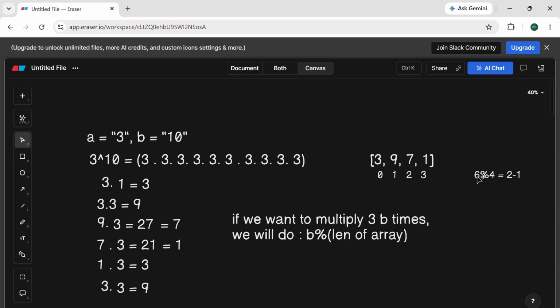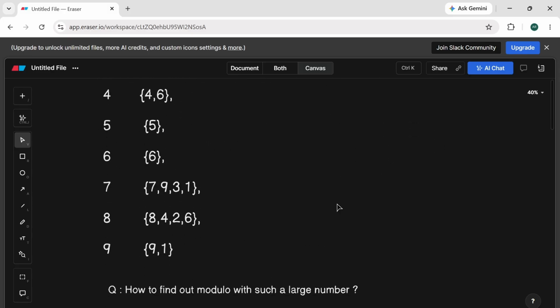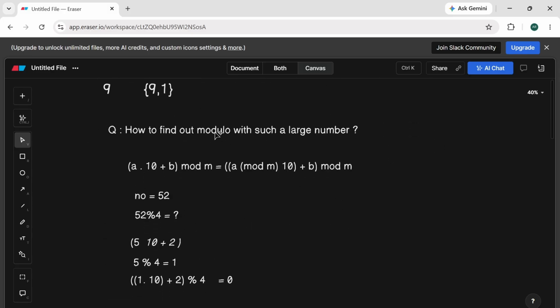So it is easy if the value of b is small. But if b is so large, how will you find it? So for that, what I have done here is, how to find the modulo with such a large number, right?